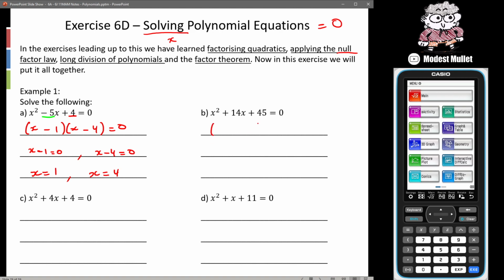Same thing for example B. We need 2 numbers that multiply to give me 45 and add to give me 14. So 45, 9 and 5. 9 plus 5 is 14, so that works. So x plus 9, x plus 5. From there, again, using the Null Factor Law, we can say x plus 9 is equal to 0, or x plus 5 has to be equal to 0. We get x is equal to -9 and x is equal to -5.